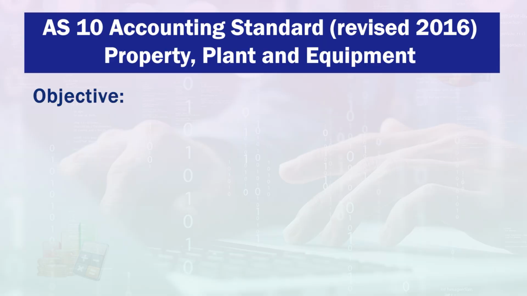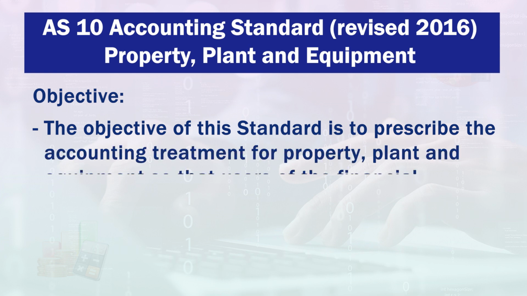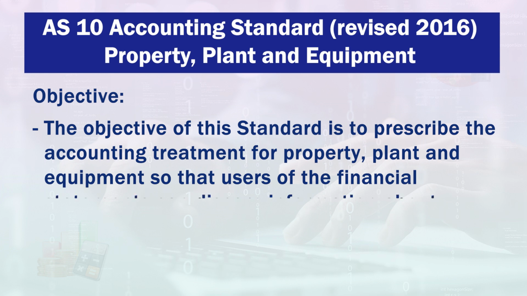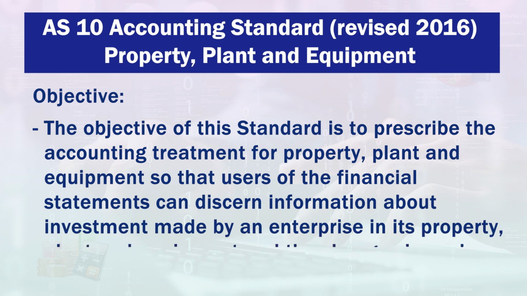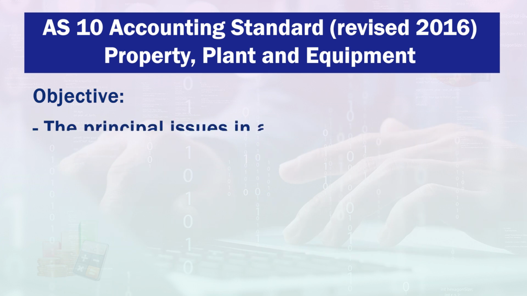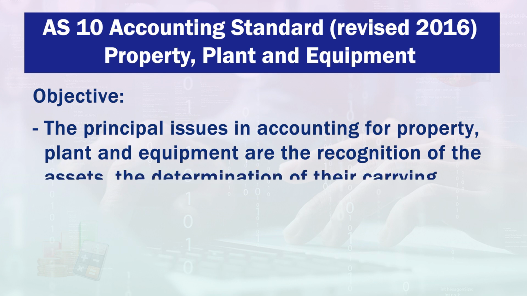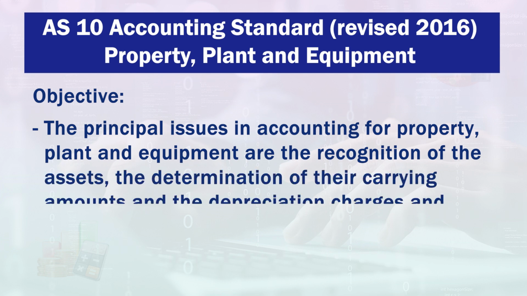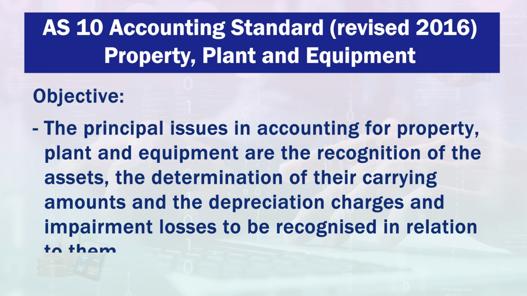Now we will see the objectives. The objective of this standard is to prescribe the accounting treatment for property, plant and equipment so that users of the financial statements can discern information about investments made by an enterprise in its property, plant and equipment and the changes in such investments. The principal issues in accounting for property, plant and equipment are the recognition of the assets, the determination of their carrying amount and the depreciation charges and impairment losses to be recognized in relation to them.